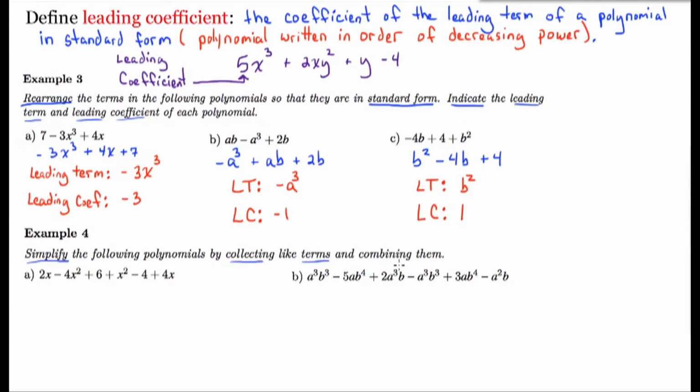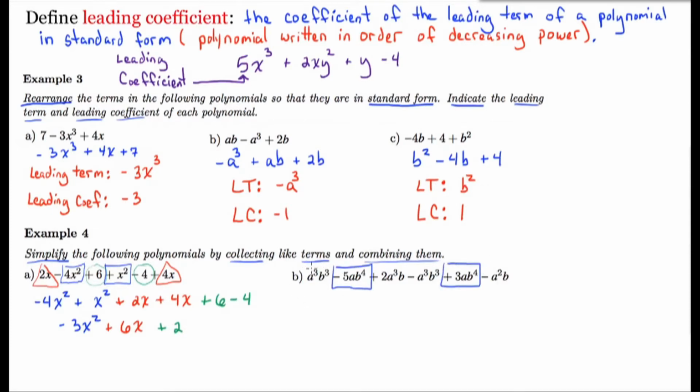In example 4, we're going to simplify the following polynomials by collecting like terms and combining them. So the like terms are the terms that have the same variable and exponent on that variable. So I'll color code it here so you can see I'm arranging the like terms, and then I'm going to combine them.